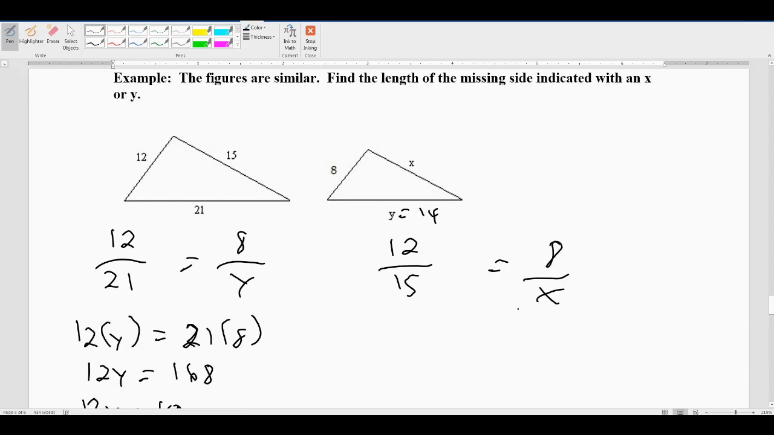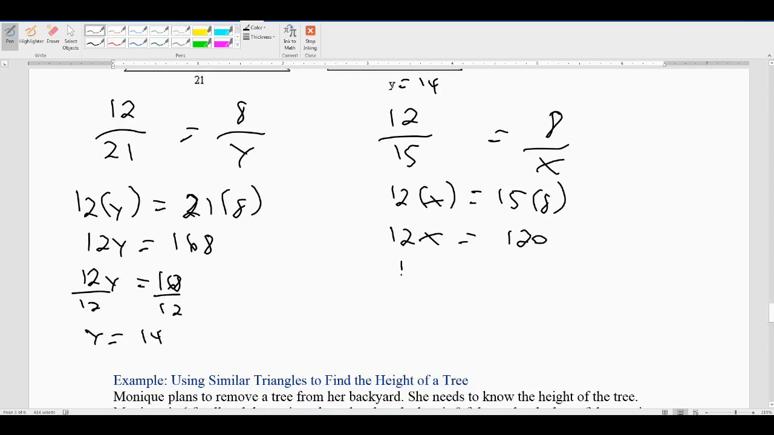Let's do this one. So we got 12 over 15, so we're going to take 12 times X equals 15 times 8. I want to draw that a little bit better. So we got 12X. 8 times 15 is 120. I'm going to divide that, or solve that, using the same steps as before. Divide by 12. We get X is equal to 10.